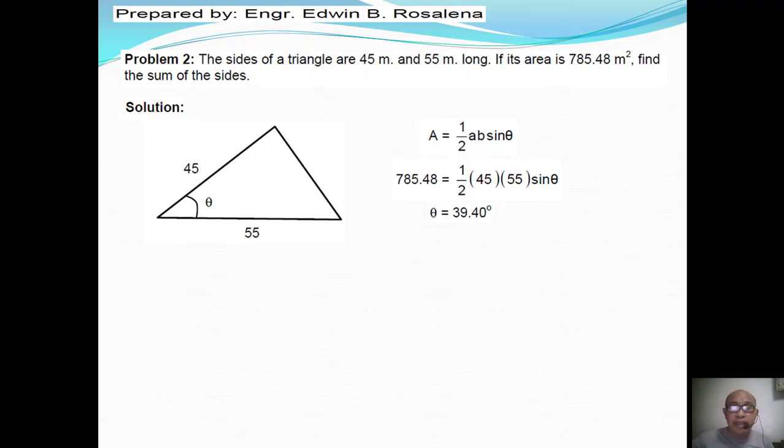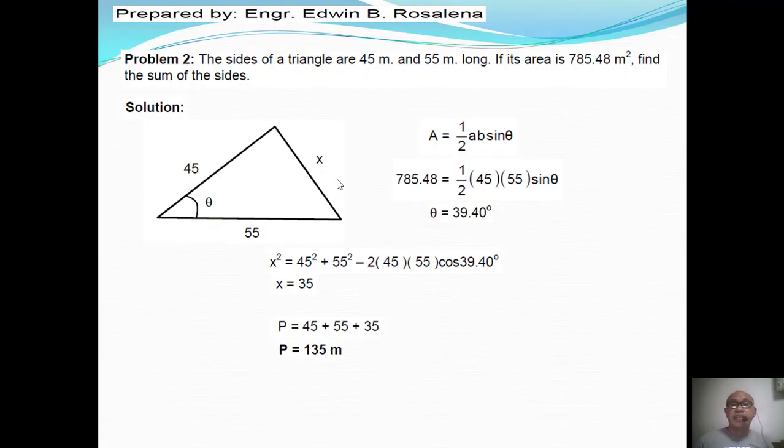So after we have that, we know two sides and included angle, we can solve for this third side. I will call it x, by cosine law. So by cosine law, x squared is equal to 45 squared plus 55 squared minus 2 times 45 times 55 times cosine of 39.4. And then I can solve for x. So, the perimeter, which is the sum of the three sides, is equal to 45 plus 55 plus 35. And the answer is equal to 155.